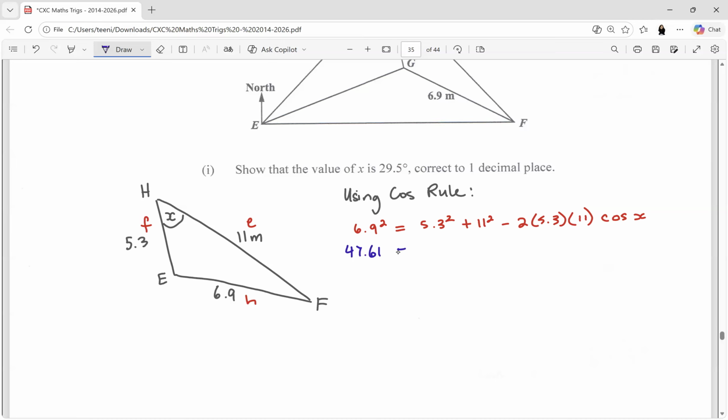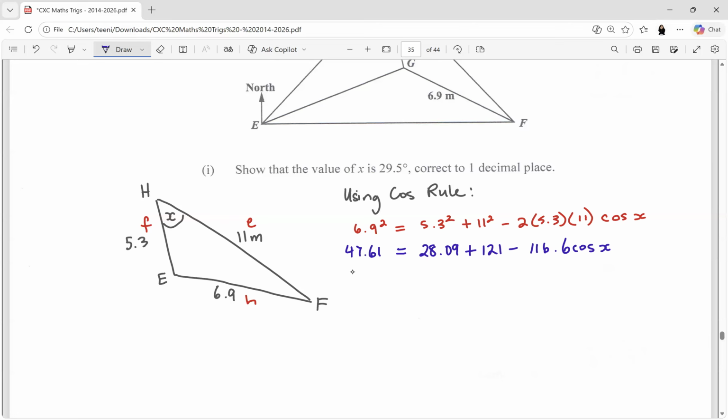47.61 is equal to 5.3 squared, which is 28.09, plus 11 squared, that's 121, minus 2 times 5.3 times 11, which is 116.6 by cos of X. Now, I want you all to pay very close attention to this part, please.